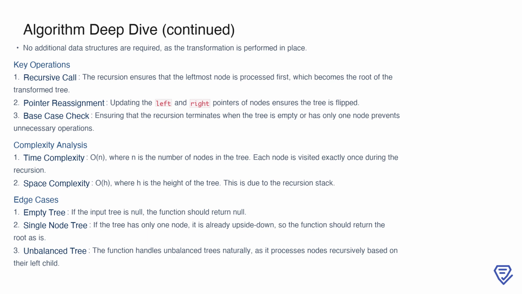Edge cases are an important consideration. If the input tree is empty, the function returns null. For a single node tree, no transformation is needed, and the root is returned as is. Additionally, the approach handles unbalanced trees naturally, since it processes based on the presence of a left child. These edge cases ensure the algorithm is robust and can handle a variety of input trees.